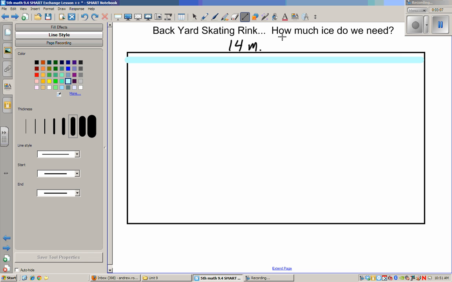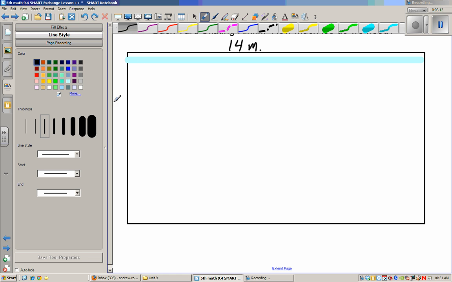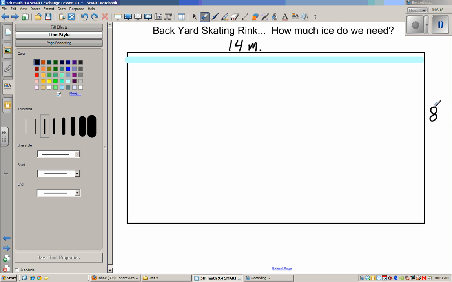Okay, well then let's do something else, and we'll measure the other side, and so the other side here, let's say that was 8 meters, and we'll go ahead and do the other side. We've got it. We measured it. We've got 8 meters and 14 meters, 2 strips of ice. But that doesn't really look like a whole lot to skate on.